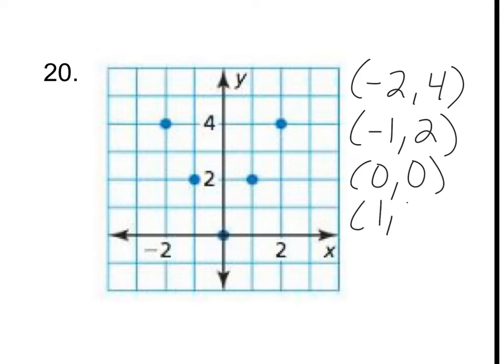Here are your 5 points if you want to check. Those are the 5 points that you have. Once you have the 5 points, you should be able to write the domain and range really easily. So these are the 5 points that are graphed.